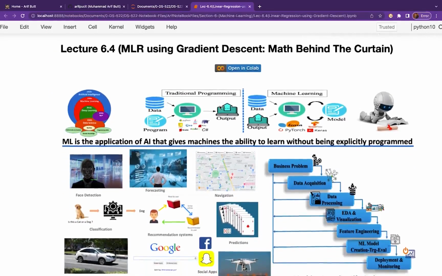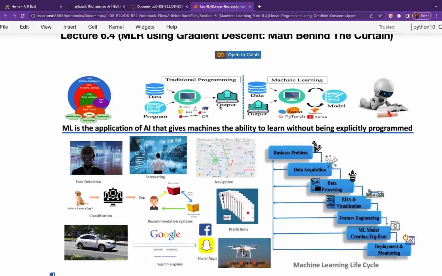Well, we all know that at an abstract level, machine learning is the application of AI that gives the machine the ability to learn without being explicitly programmed by understanding the relationships between the input features and maybe the output label of the given dataset, and then formulating that relationship in a mathematical form.